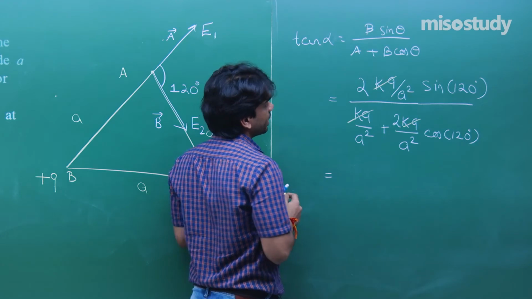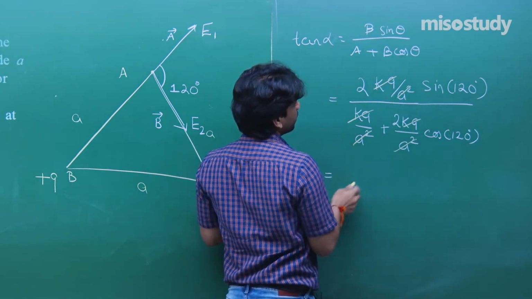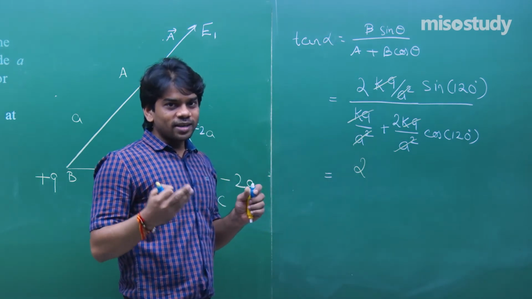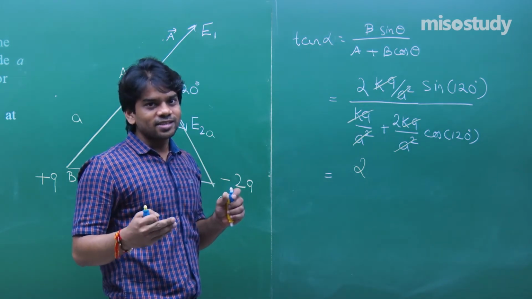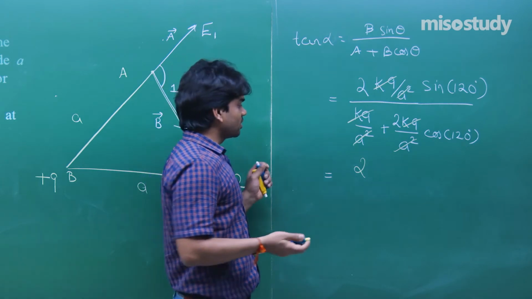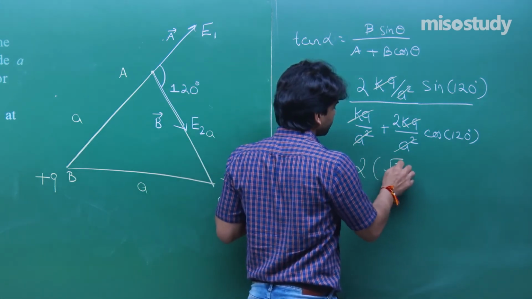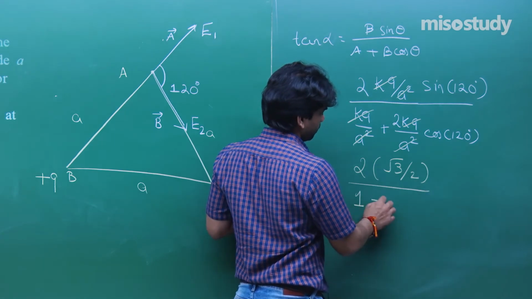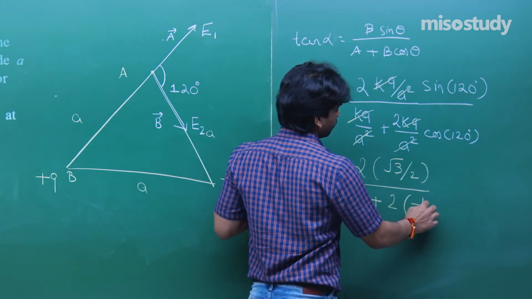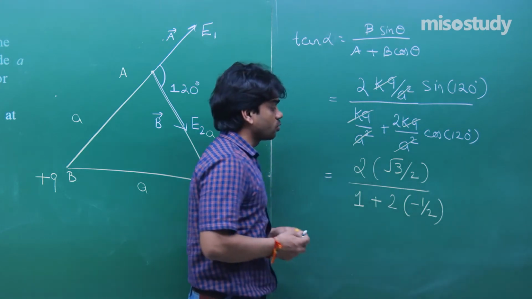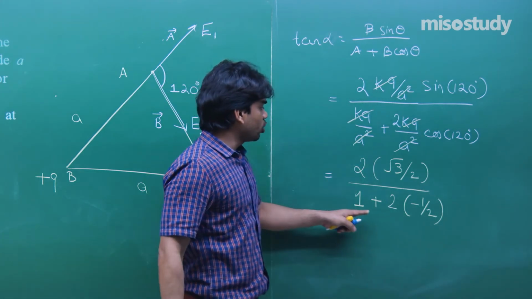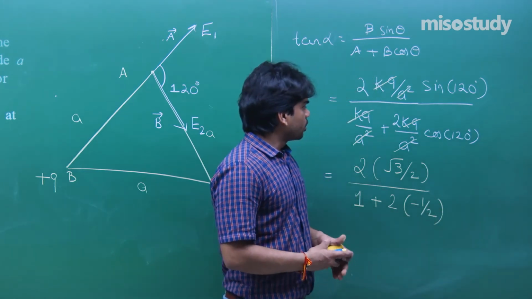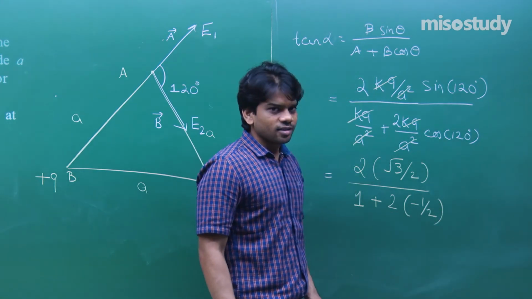kq cancels out, you will be getting a square, you can cancel out, you will be getting 2 sin 120. Sin 120, again sin 120 is sin pi minus 60, it will give you sin 60 degrees. Sin 60 is root 3 by 2, divided by 1 plus 2 into minus 1 by 2. This is what you are going to get. I believe something would be missing, because we are getting a result that is not giving us the exact answer.